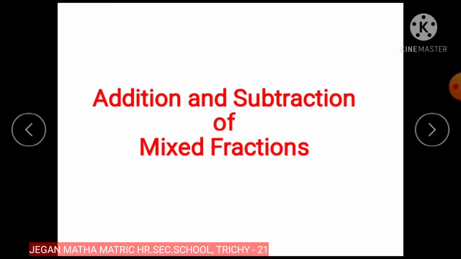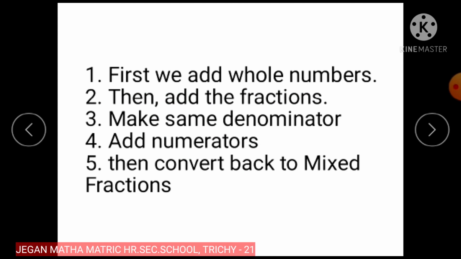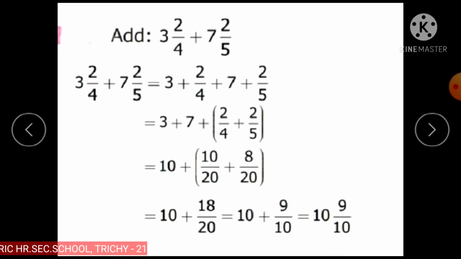Addition and subtraction of mixed fractions. First we add whole numbers, then add the fractions: make the same denominator, add numerators and then convert back to mixed fractions. For example, we add 3 2 by 4 and 7 2 by 5. 3 2 by 4 plus 7 2 by 5.